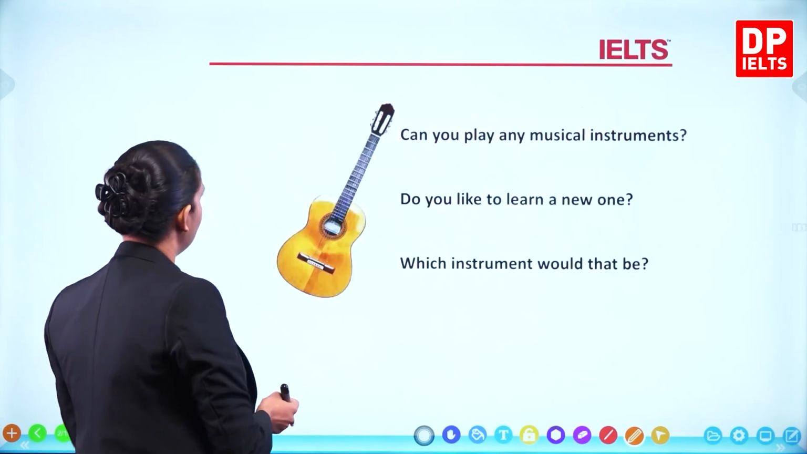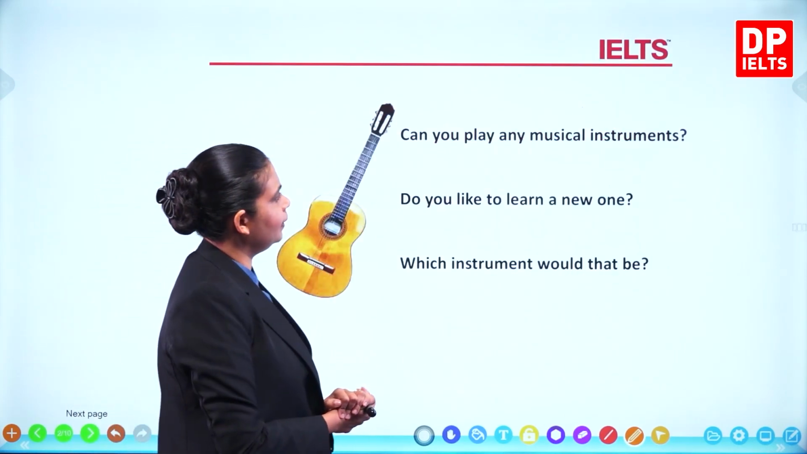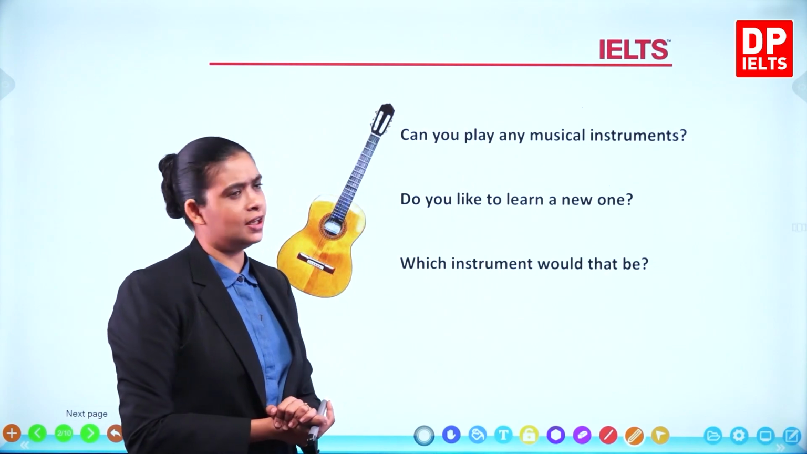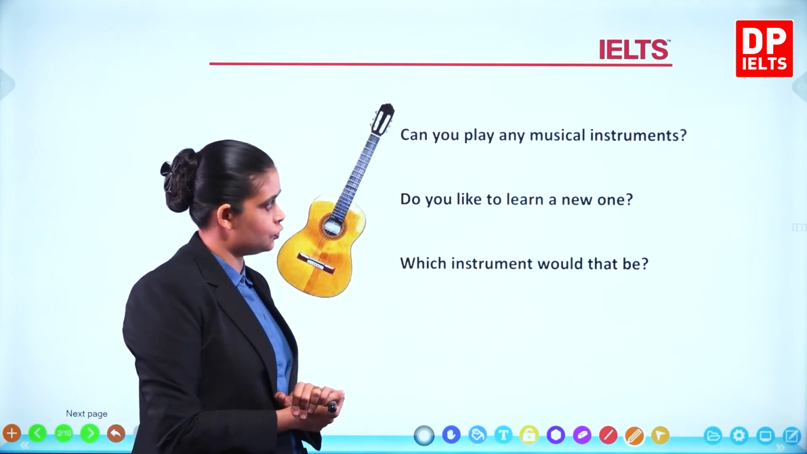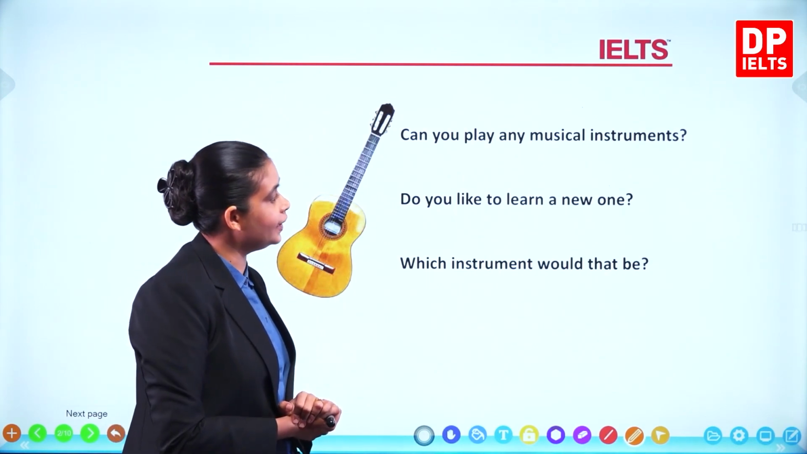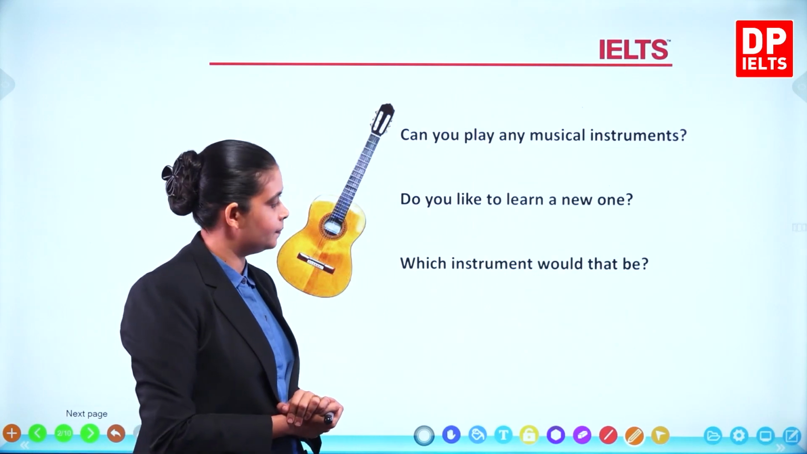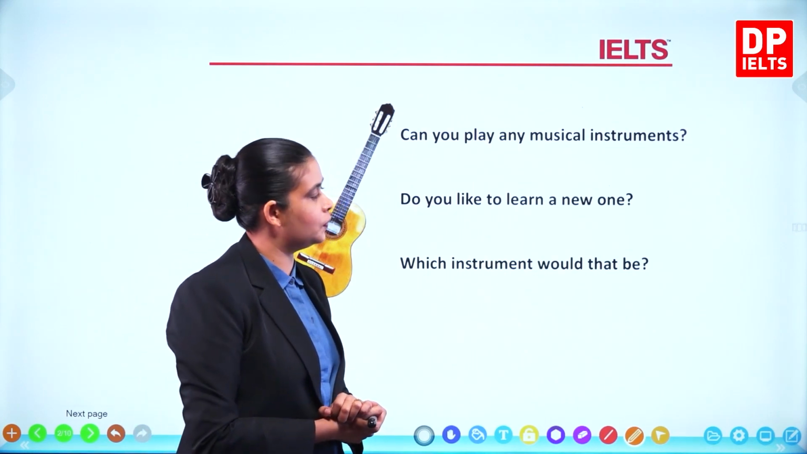Okay, let's move on. Can you play any musical instruments or even an instrument? Do you like to learn a new one? Which instrument would that be?